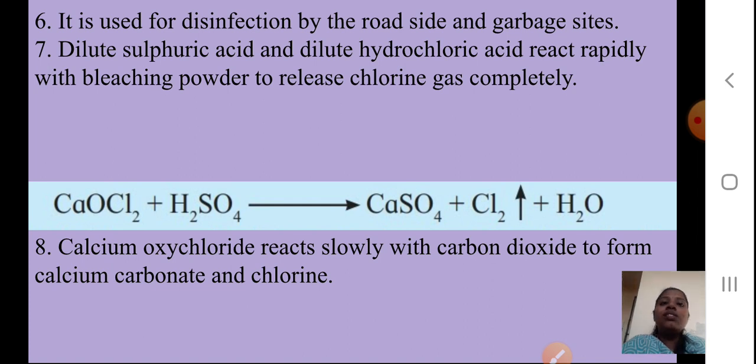Okay, so always the gas which is released in a reaction, whenever gases are released, it is shown by the upward arrow. Calcium oxychloride reacts slowly with carbon dioxide to form calcium carbonate and chlorine. So we have seen that calcium oxychloride reacts slowly with carbon dioxide gas to form calcium carbonate and chlorine. So you can get the formation of calcium carbonate also.